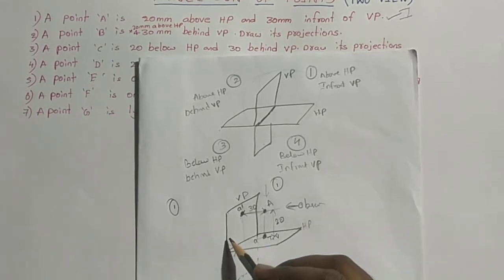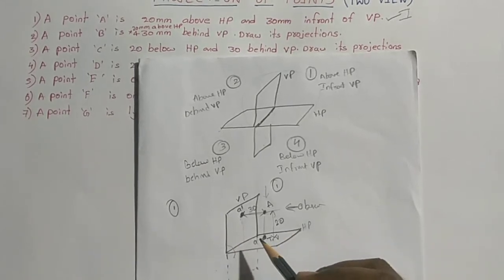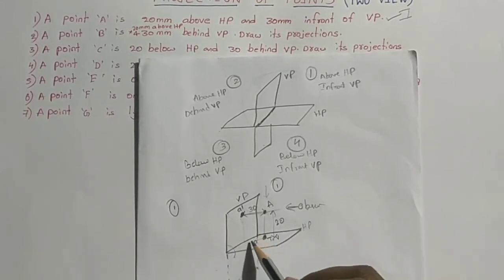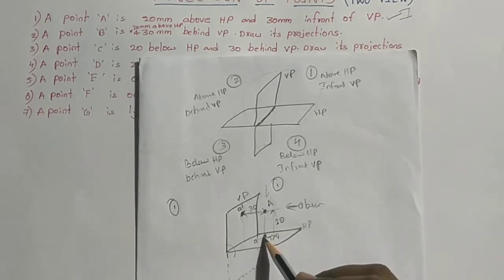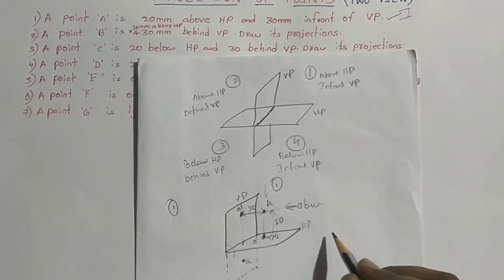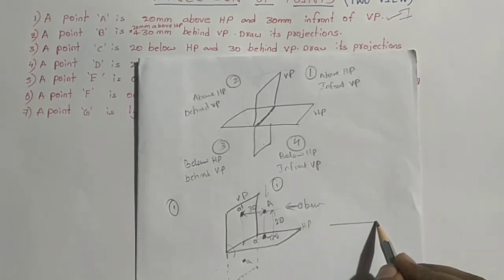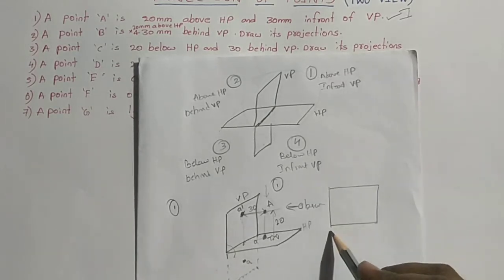Now the angle between VP and HP is 180 degrees. Whenever we turn this horizontal plane, what happens? This top view will come here. So the distance from this point to this point is 30. Similarly, this point to this point is 30. It is A, this A dash. So we need to draw like this in a two-dimensional way.